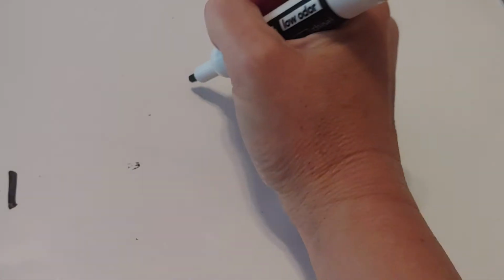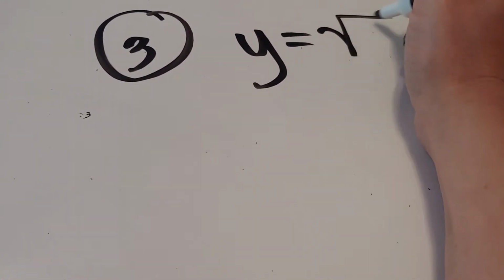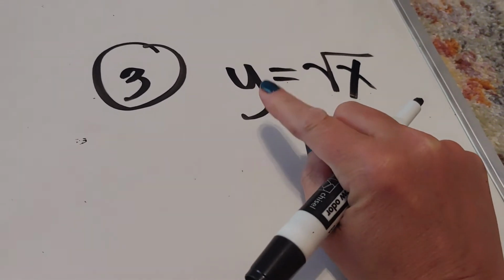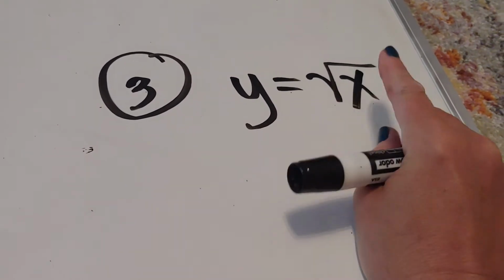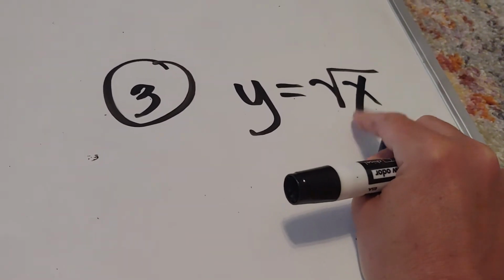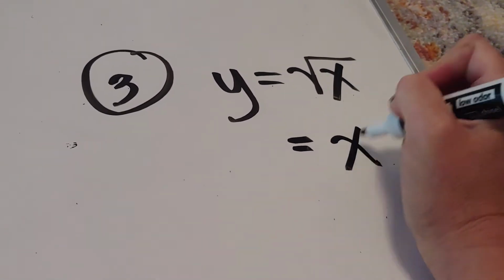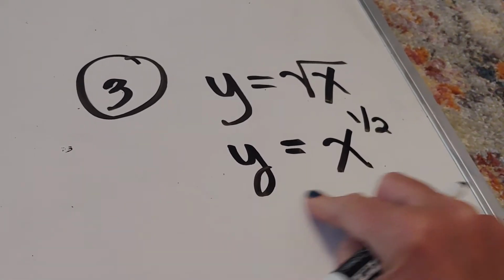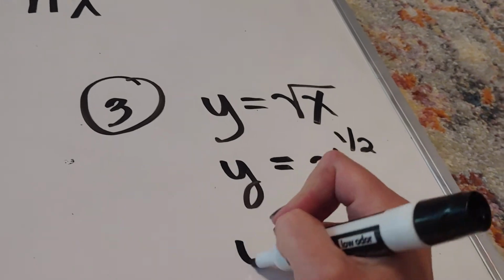Okay, what if we had the square root of x? Notice I also wrote y. So you can have y's, you can have f of x, you can have g of x, and all the good stuff. The first thing we'd want to do is recall that the square root is the same thing as an exponent of a half. So I've not taken a derivative yet. This is still the original function. I'm just rewriting it.